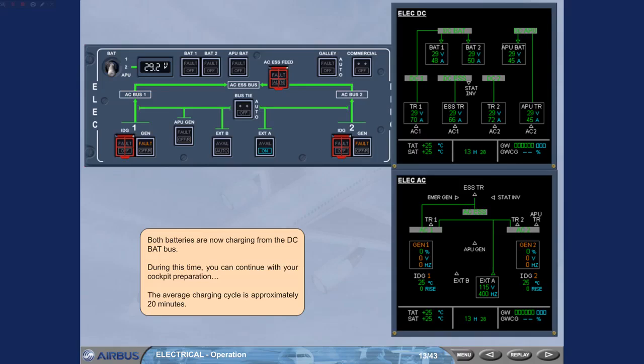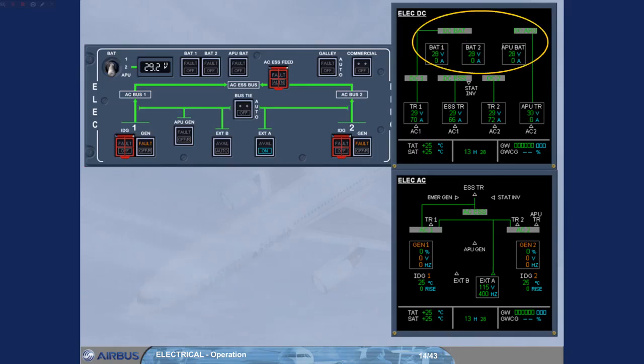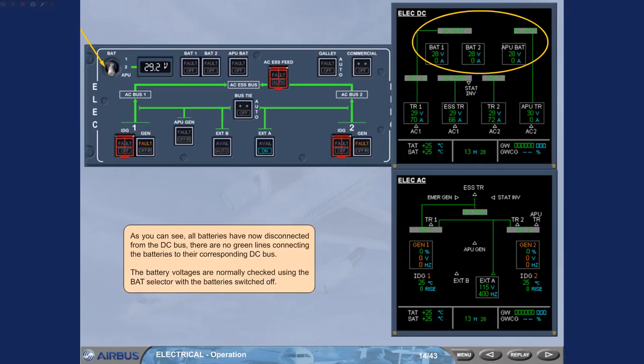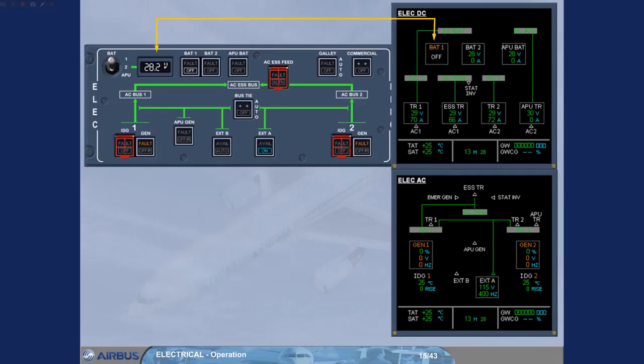As you can see, all batteries have now disconnected from the DC bus. There are no green lights. The battery voltages are normally checked using the BAT selector with the batteries. You can check on the panel that the voltage of battery 1 is normal. Notice the white off indication on the ECAM page and the off light illuminated in BAT 1 push button switch.